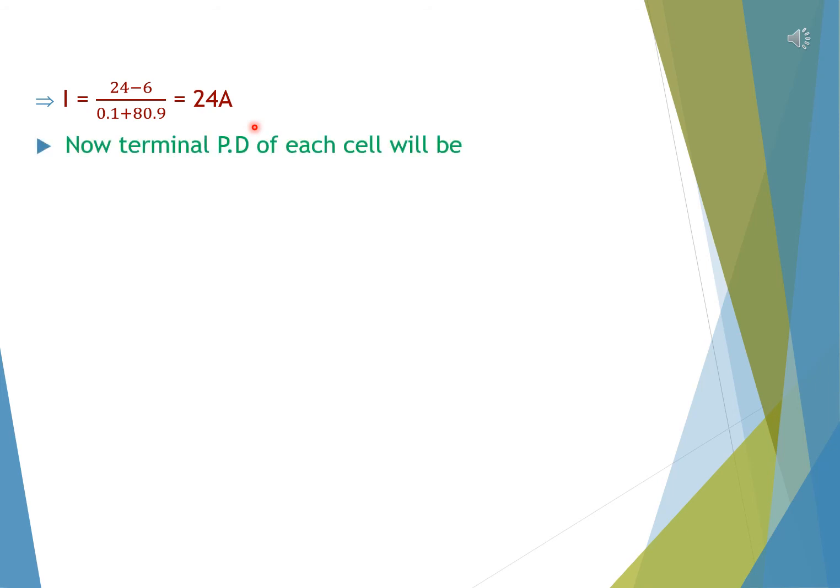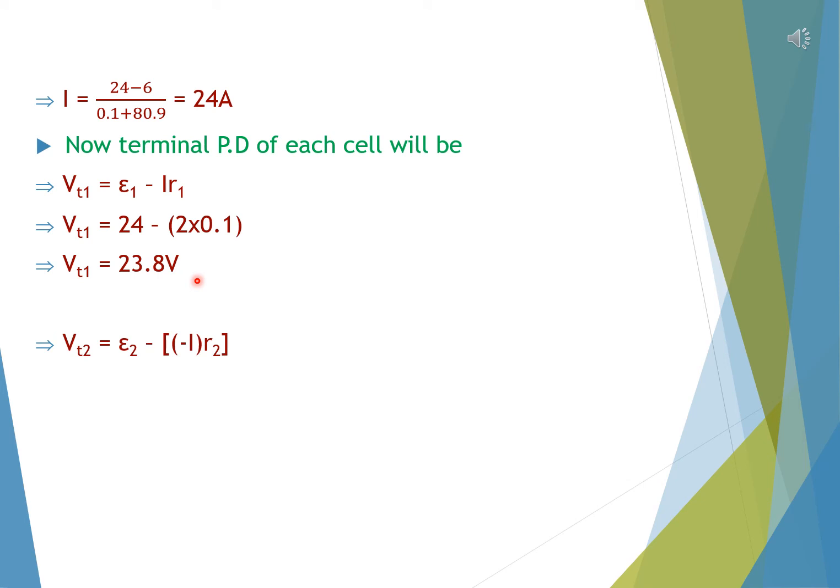24 ampere. Now terminal potential difference of each cell will be V terminal 1 is equal to E1 minus I into r1. Putting the values of E1, I and small r1 and solving, we get V terminal 1 is equal to 23.8 volt. So terminal potential difference of cell 1 is VT1 is equal to 23.8 volt.